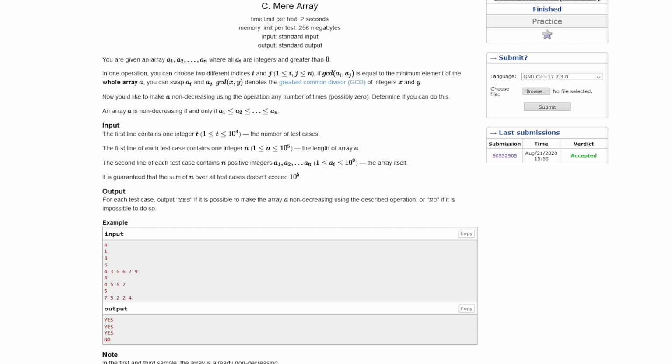Hey everyone, so today we'll be solving problem C of Codeforces Round 665 Div 2. So let's get to the whiteboard.